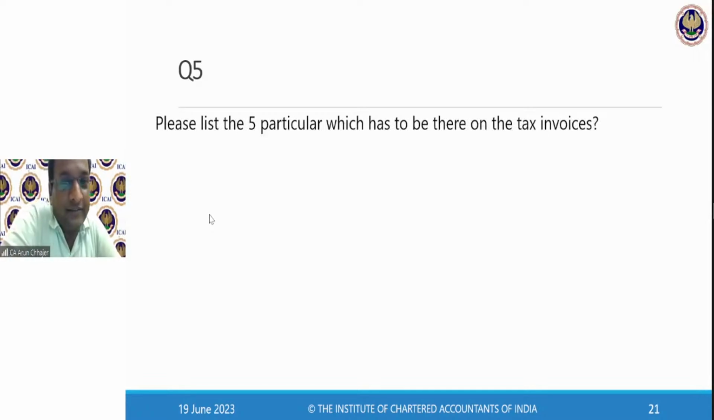Next question. What are the 5 particulars which have to be there on the tax invoice? वो कौन से 5 कंटेंट है जो टैक्स इनवॉइस पर होने चाहिए?